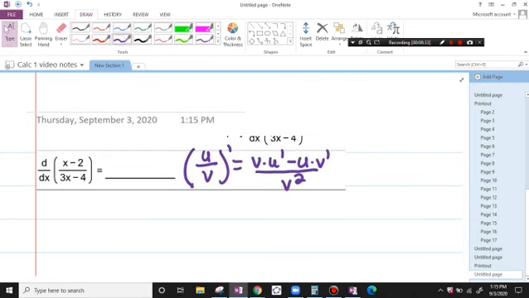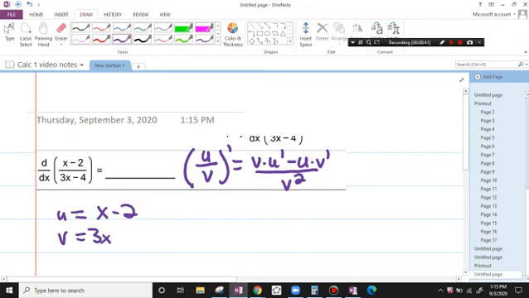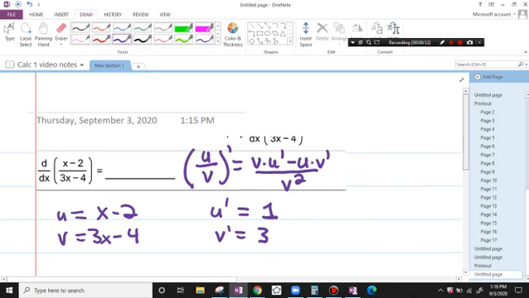Okay. U in this case is the numerator, it's x minus 2. V in this case is 3x minus 4. To use this formula, we need the derivatives. The derivative of x minus 2: the derivative of x is 1, the derivative of negative 2 is 0. The derivative of 3x is 3. The derivative of negative 4 is 0.